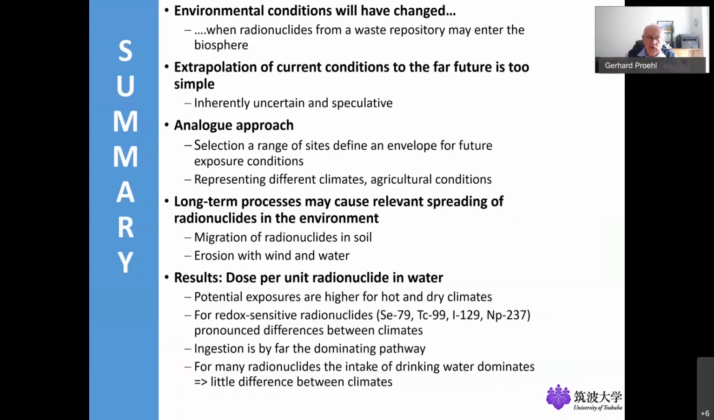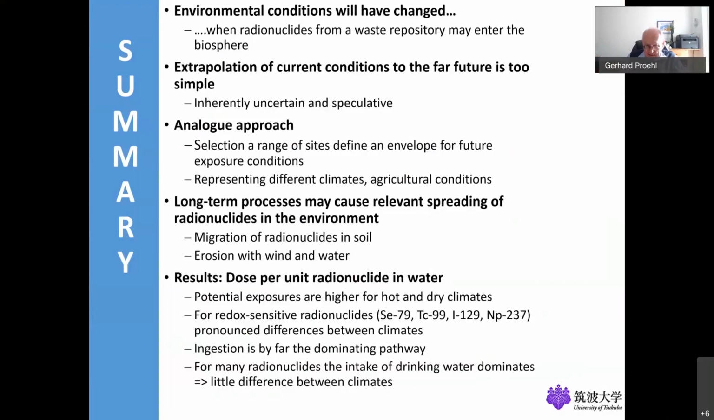We have also seen that long-term processes may cause relevant spreading of radionuclides in the environment. In particular, important long-term processes are migration of radionuclides in soil and, to some extent, erosion with wind and water. We have given results in dose per unit radionuclide in water. In general, we found that potential exposures are higher for hot, dry climates.